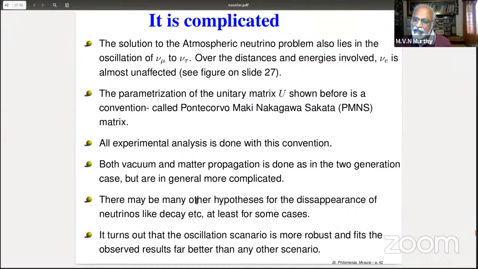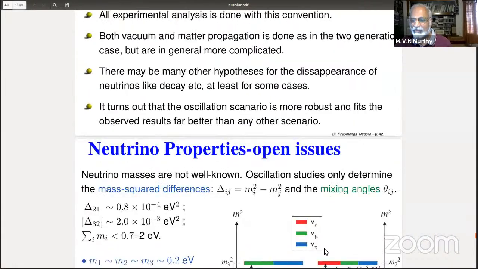There may be many other hypotheses for the disappearance of neutrinos, like decay and others. At least for some cases you may work them out, but it turns out that the oscillation scenario is more robust and fits the observed results far better than any other scenario for many experiments, for almost all the experiments.